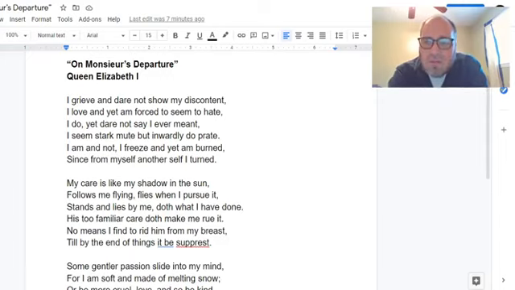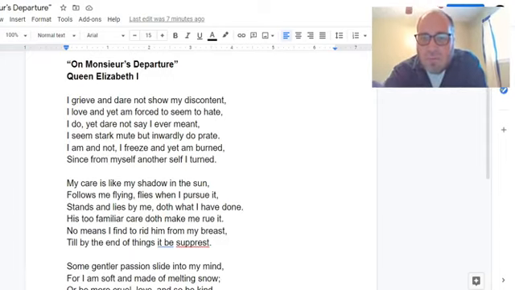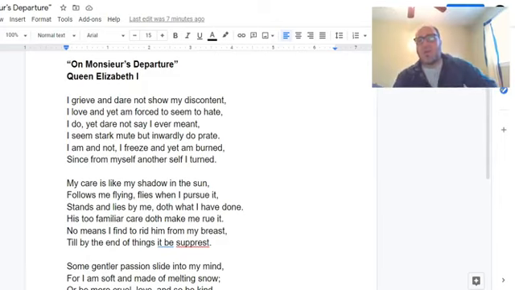We're going to be moving beyond sonnets today. Not everything written in the Renaissance period was a sonnet, after all, and I want to try and sneak in a few other poems that I think are important. Today, we're actually going to read a poem by Queen Elizabeth I called On Monsieur's Departure.